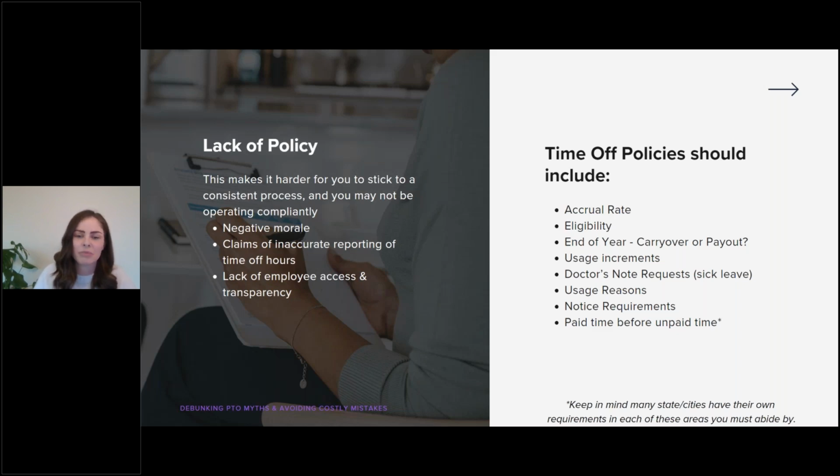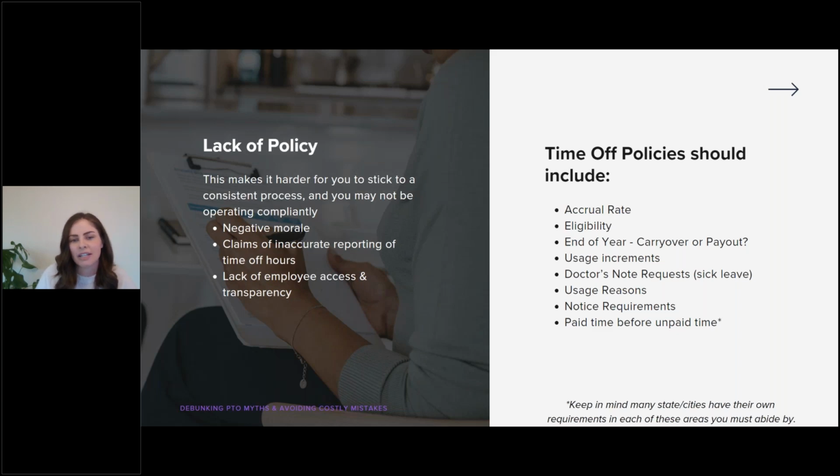The next is the eligibility. Are they getting it after their introductory period, which typically is 90 days? Are they getting it after their first year of employment? You want to make sure you're clearly defining this as well so employees don't think that they're supposed to be getting PTO earlier than they need to be. End of year, I kind of mentioned this. Is it going to carry over? Is it paid out? Is it a use it or lose it? You want to make sure that's clearly defined both at the end of the benefit year and at the time of separation. Again, all states have different rules on this, so you want to make sure you know what your state's rules are.